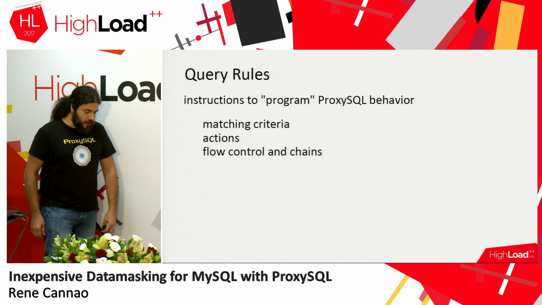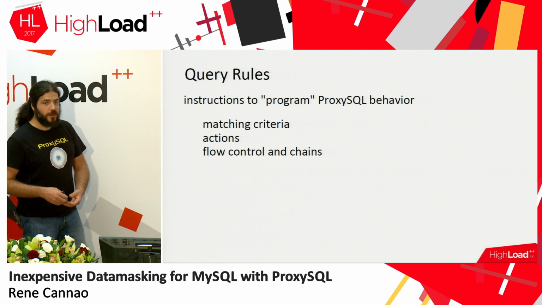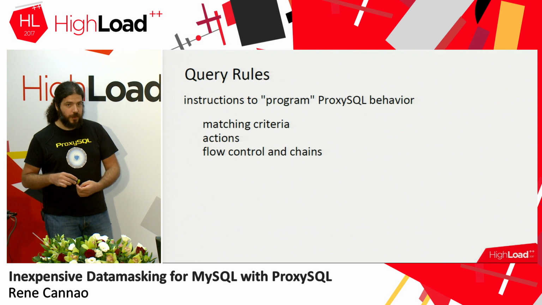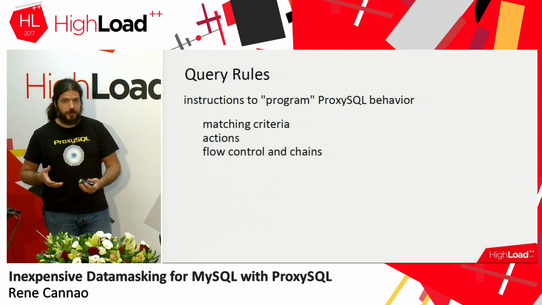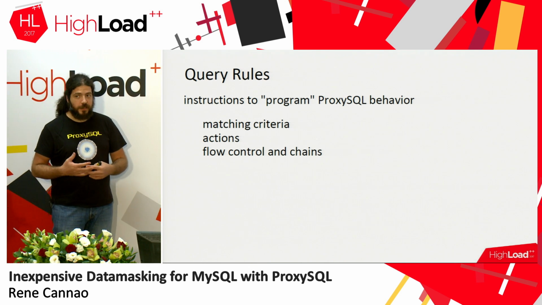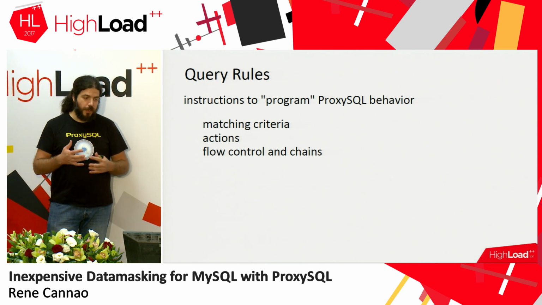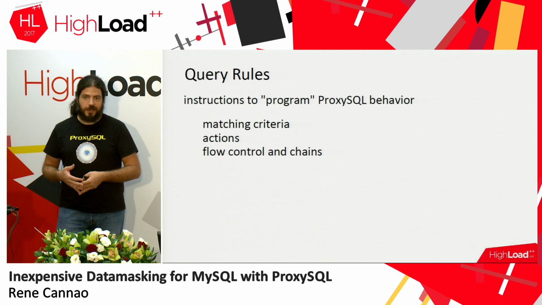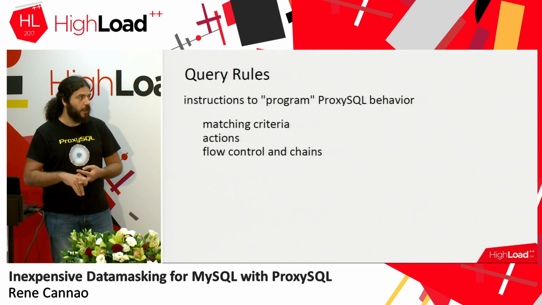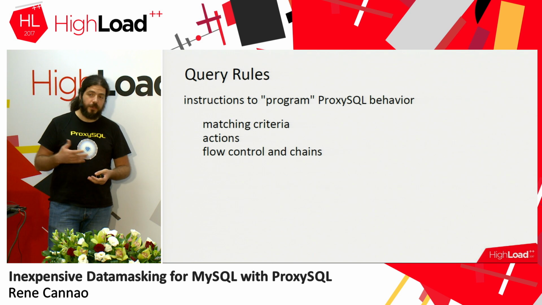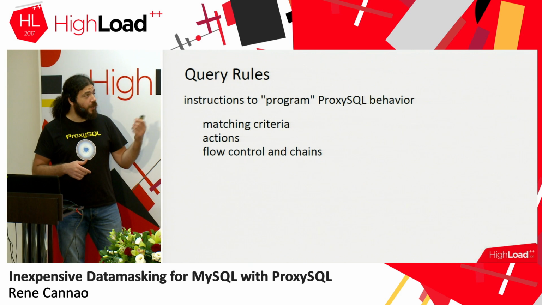Okay, so at the very core of how ProxySQL works, there are the query rules. Query rules are nothing more than a set of instructions. So it's a way of programming the proxy. They are defined in a table, and you have some columns that define matching criteria, like the username, the schema, a regular expression on the query or on the pattern, or source IP and so on. And then you have action.